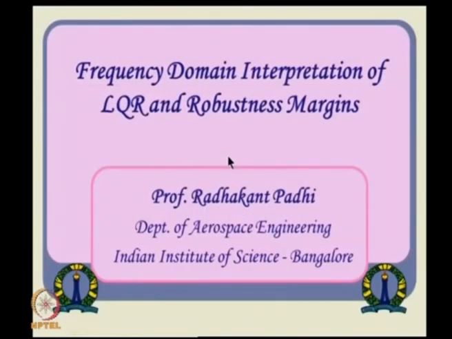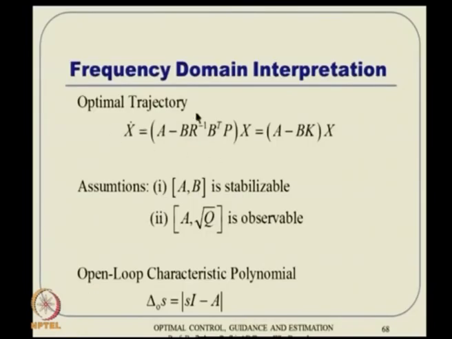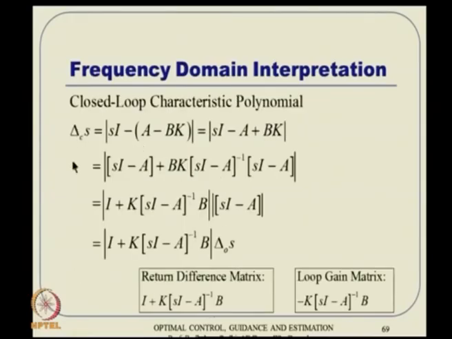Then we also had a little glimpse of the frequency domain interpretation of LQR. We said the optimal trajectory is dictated by this closed loop system dynamics, and then we assumed that (A, B) is stabilizable, whereas (A, square root of Q) is observable, and then we defined this open loop characteristic polynomial as something like this, and then we analyzed the closed loop characteristic polynomial, and it turns out to be given in this form. This particular thing, I plus k times (sI minus A) inverse times B, is called the return difference matrix, and then the loop gain matrix is something like this.